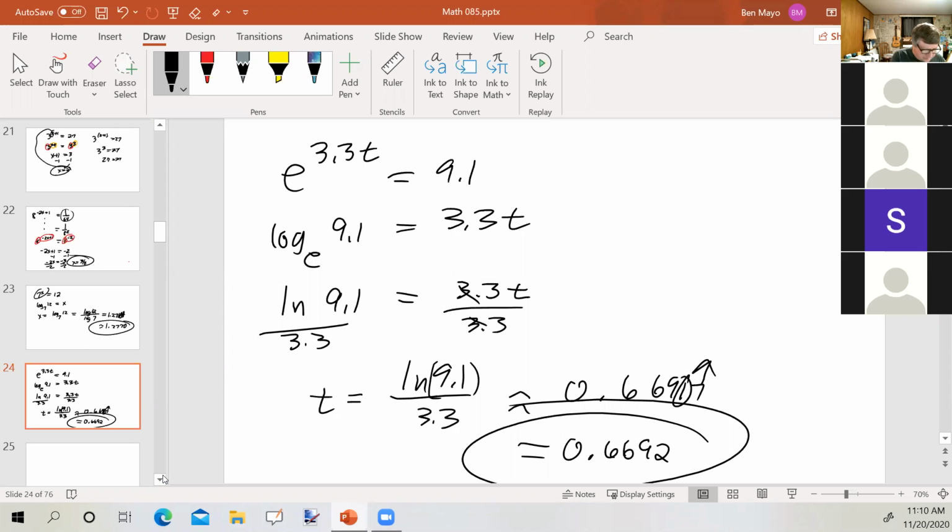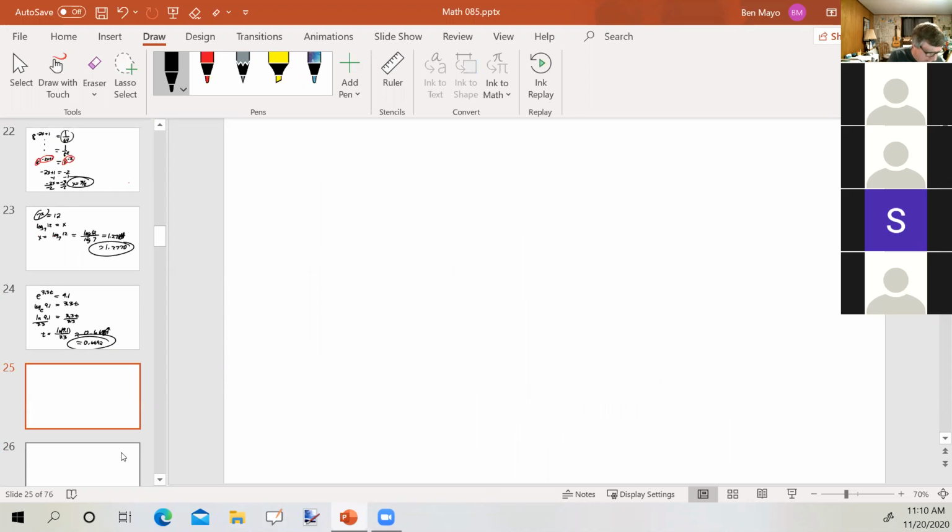All righty. I introduced that whole idea of half-life, and then I didn't do anything with it. I just wanted to get the new material out there. Now we're going to go back and we're going to do some problems involving that half-life formula. Okay. Here's a problem.